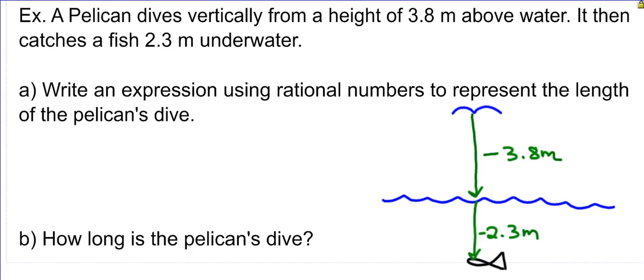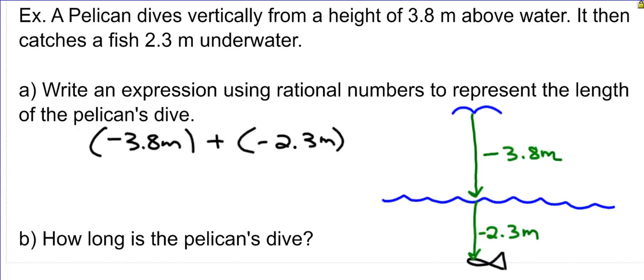So the first question says, write an expression using rational numbers to represent the length of the pelican's dive. So we can see that he dove 3.8 meters towards the water, down, and then he dove another 2.3 meters under the water, again, still going down. So if we're going to write the expression, we're going to use negative 3.8 meters plus negative 2.3 meters. Because his full dive is actually this full length. It's both of those measurements together.